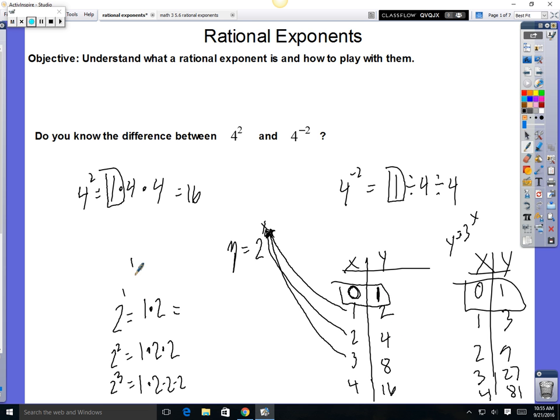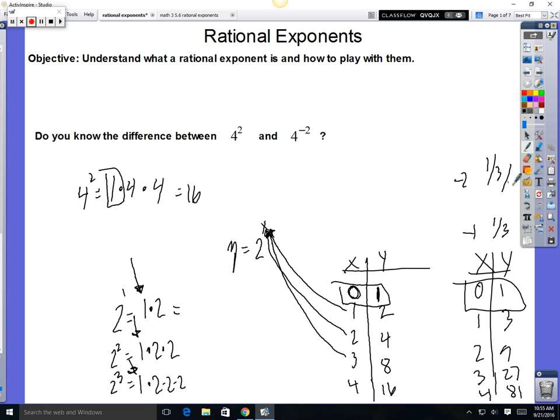So 0 is the beginning, that's what you start out with. You always start out with a 1. Okay, now if we go backwards to a negative 1, then it is 1 divided by 3. If we do a negative 2, it's 1 divided by 3 divided by 3. If we do negative 3, start with 1, divide by 3, divide by 3, divide by 3.